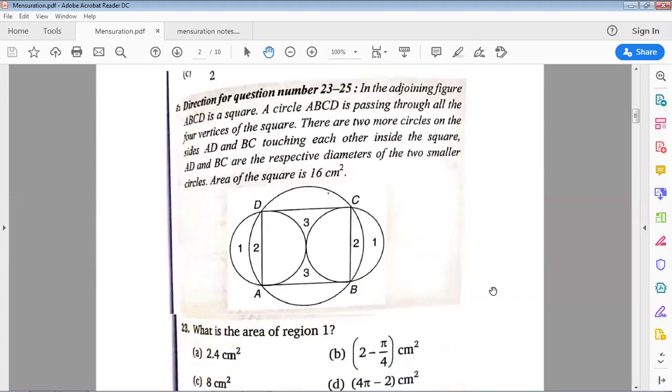So this is the first question. Just read it. I will give you 1 minute to read it, and I will be giving the solution and how to solve it and how to proceed with the question in easy steps. So just read it for 1 minute.